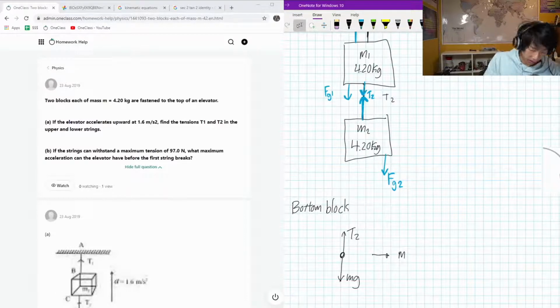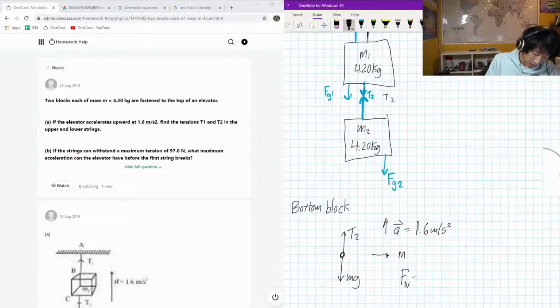Oh, you can't see that. So the acceleration upwards is going to be 1.6 meters per second squared. So as a result of this, we know that the net force is going to be the mass of the second block times a, that was given to us, and that's going to be equal to the tension force minus the force of gravity.